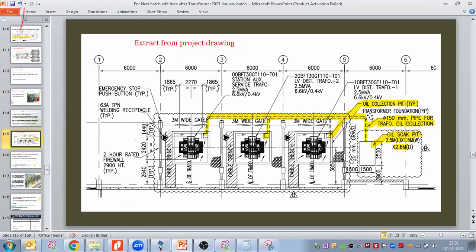We are taking the pipe, which could be a 150 pipe, for draining the oil, and all the pipes then go to the oil soak pit or burn oil pit, and further this oil we can take, filter, and reuse as well, right? So during the layout drawing preparation we have to ensure this arrangement as well.